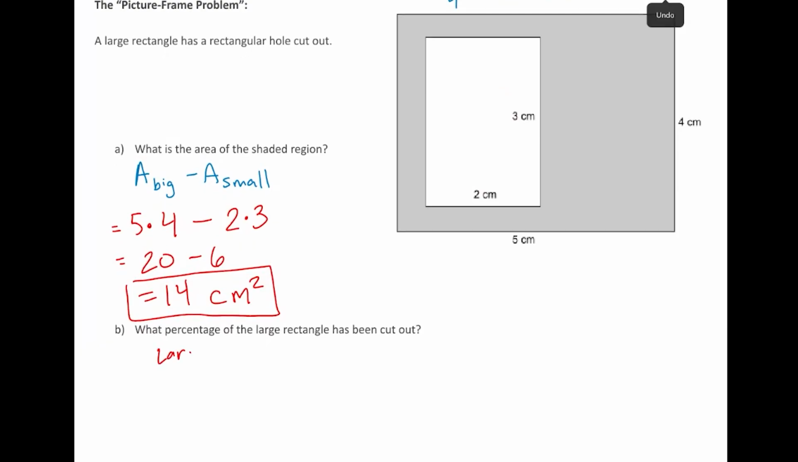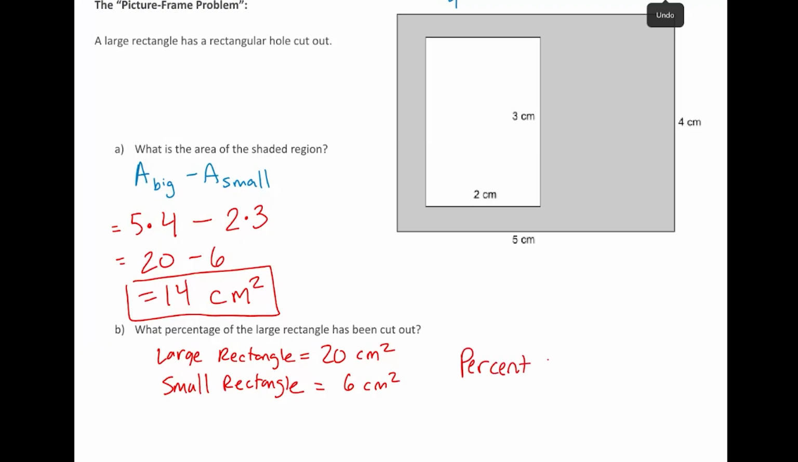So the large rectangle had an area of 20 square centimeters. We found that in the previous problem. The smaller rectangle has an area of 6 square centimeters. You can subtract those to find how much is left, which is what we already did, but this is asking specifically about the percentage. So for the percent, we are interested in how much has been cut out. So that will be the piece we cut out, the 6, out of the total area, which would be 20.